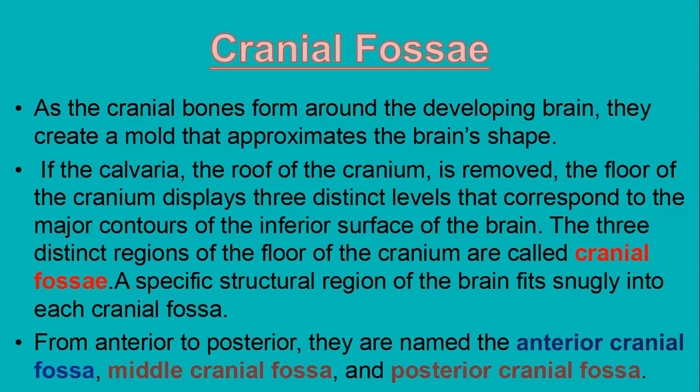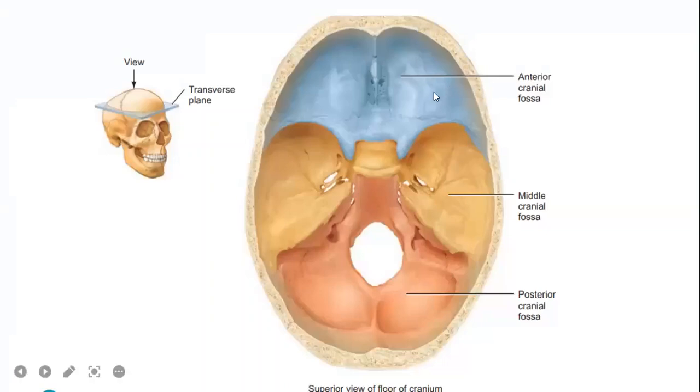A specific structural region of the brain fits snugly into each cranial fossa, and these fossae are named the anterior cranial fossa, middle cranial fossa, and posterior cranial fossa. Let's check on these fossae which I've mentioned. We have the anterior cranial fossa right here, occupying this whole level of the cranium, especially the anterior region. And we have the middle cranial fossa. As you can see, the shape seems to be like a butterfly. Then we have the posterior cranial fossa.